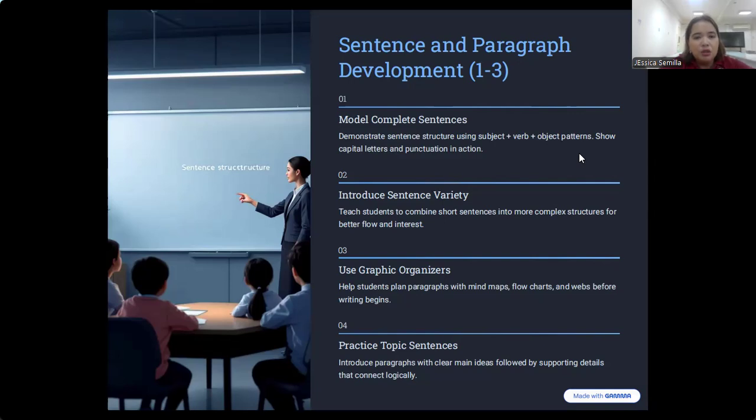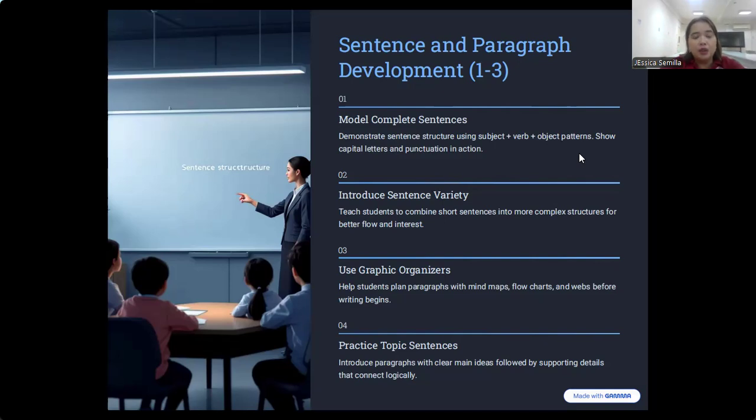So we need to teach students here to combine short sentences into more complex structures for better flow of interest. Sometimes when I was teaching in elementary, before I let them write, I ask them to make a graphic organizer or an outline before writing, because it would help them easily process what they have in their mind and then put it in writing. So this will help students plan paragraphs with mind maps, flowcharts, and webs before writing begins.